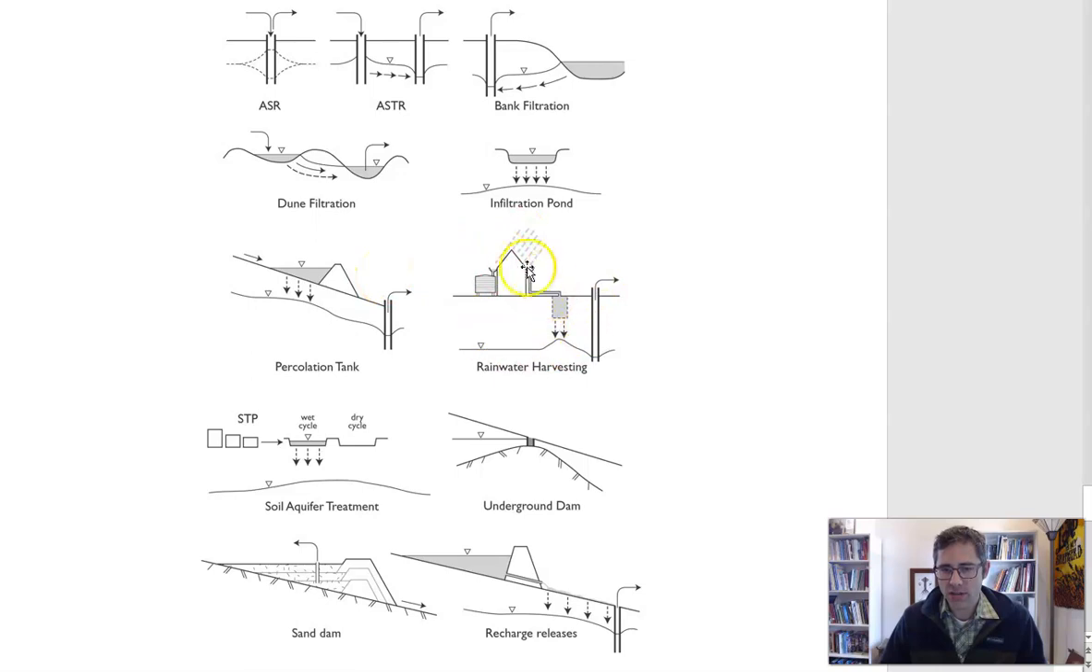We've got rainwater harvesting, as I mentioned, that can be directly used, or you could have that rainwater harvested from the roof, but instead of running off, it goes into a soak pit or a percolation tank that percolates that water slowly out into the groundwater instead of allowing it to just run off the property.